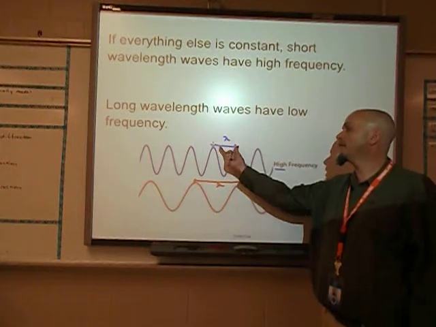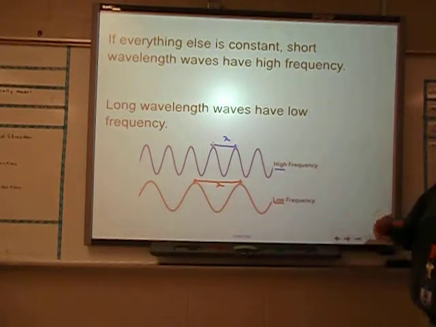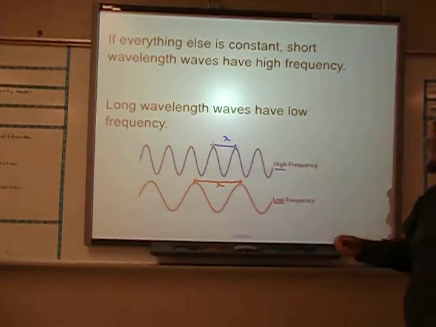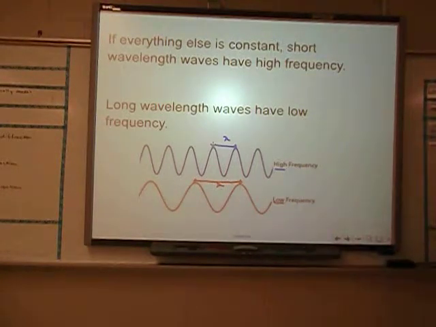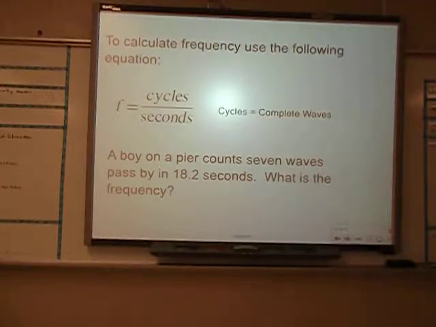So as the wavelength goes down, the frequency goes up. That means they are inversely related. As wavelength gets bigger, frequency gets smaller. Again, we can see that they are inversely related. To calculate frequency, you use this equation. Frequency is equal to the number of cycles, or waves in this case, per second.